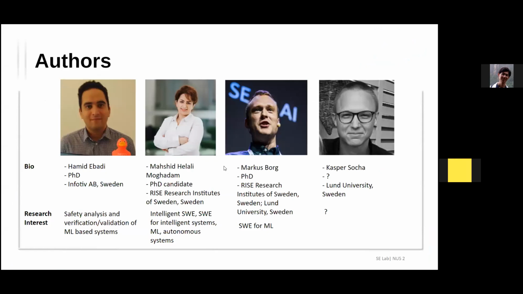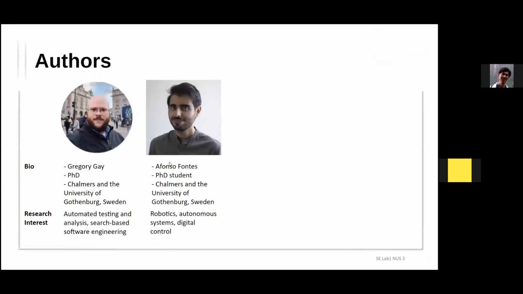Before we talk about the paper, we just talk a little bit about the authors. So there are 6 authors in total, spread out over a number of institutes in Sweden, all with interests in either ML or safety-based software engineering. Yeah, so these are just the pictures of the authors and their research interests.